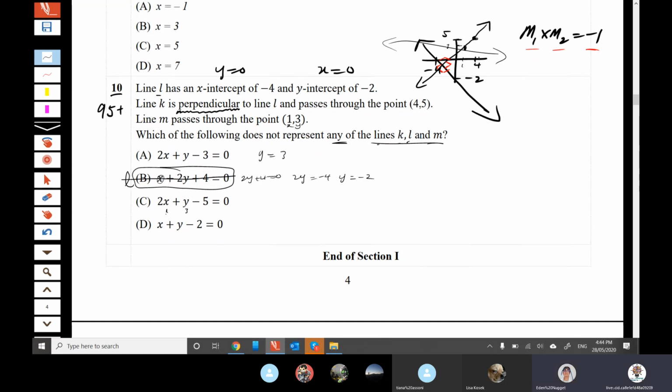X is 1, Y is 3. 2 times 1 is 2. 2 plus 3 is 5. 5 take away 5 is 0. C is line M. That also works, so not allowed. Now we're tossing up between A and D.